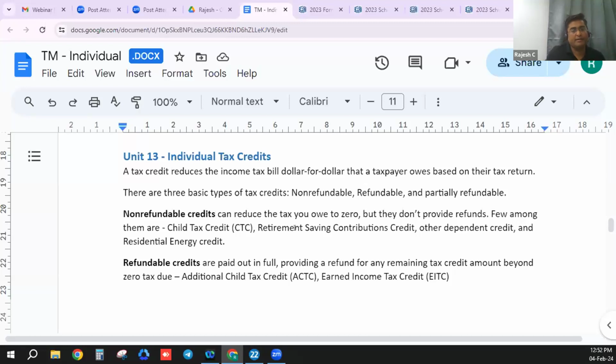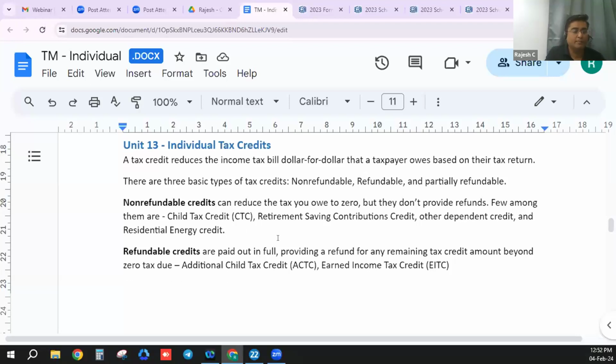Non-refundable credits can reduce the tax you owe to zero, but they do not provide refunds. A few among them are the child tax credit, saver's contribution credit, other dependent credits, and the residential energy credit. These are a few examples of non-refundable credits in which you will not get any refund. Sometimes the balancing amount lapses, or sometimes it is carried forward to the next year.